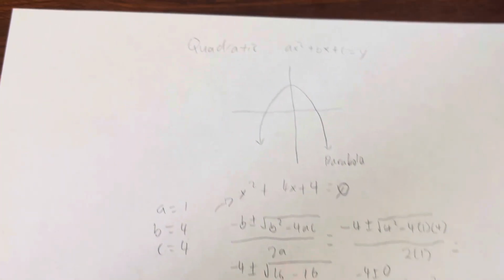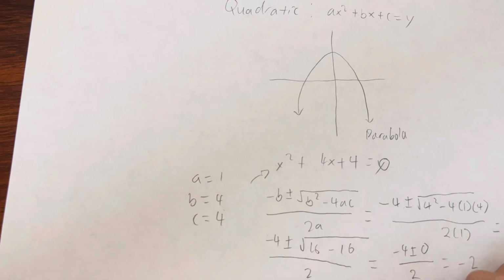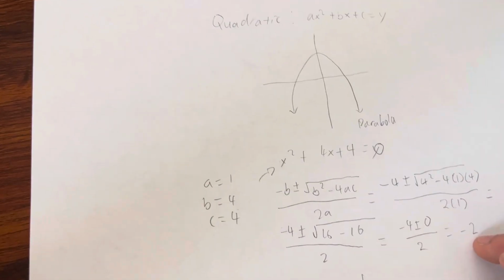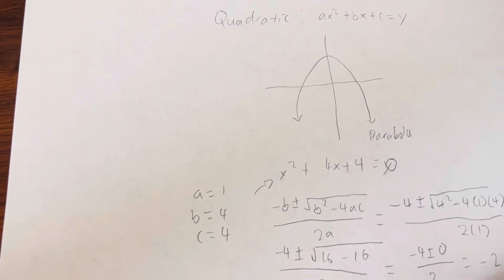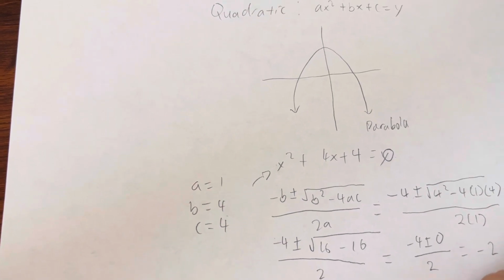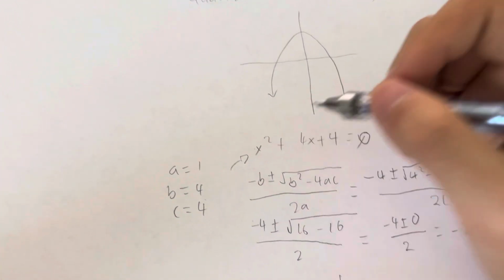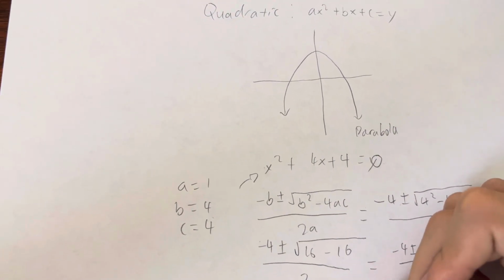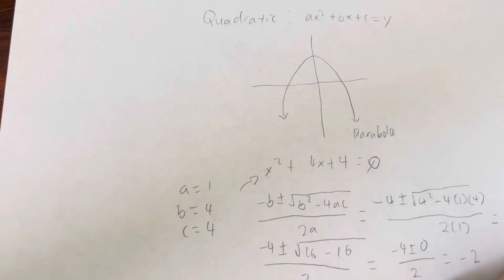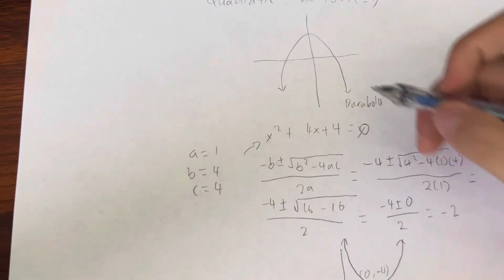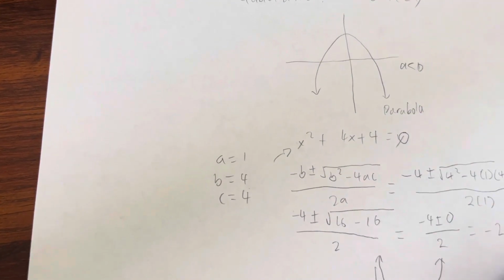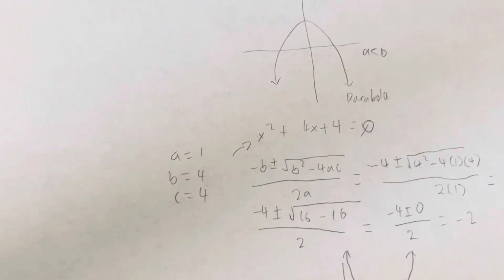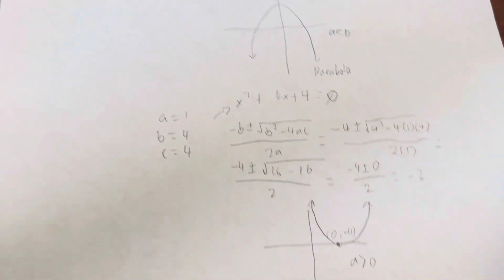Now, for this specific equation, if we want to graph this, it's very simple. The idea is that this number is the x-intercept. This one happens to also be the vertex right here, at negative 2, 0. And then you want to look at a. If a is greater than 0, it goes up in this case. It could also go down like this, which is when a is less than 0. And that's the basics.